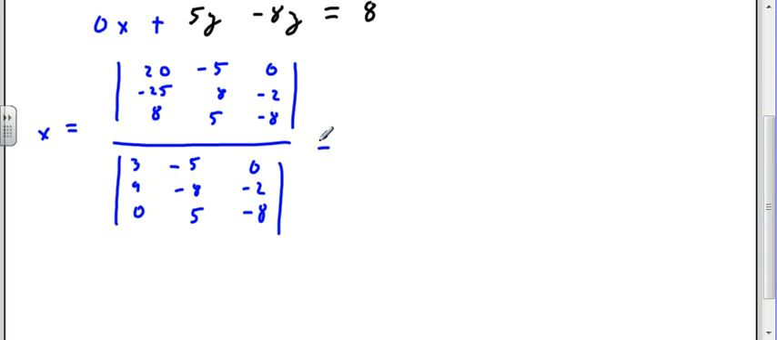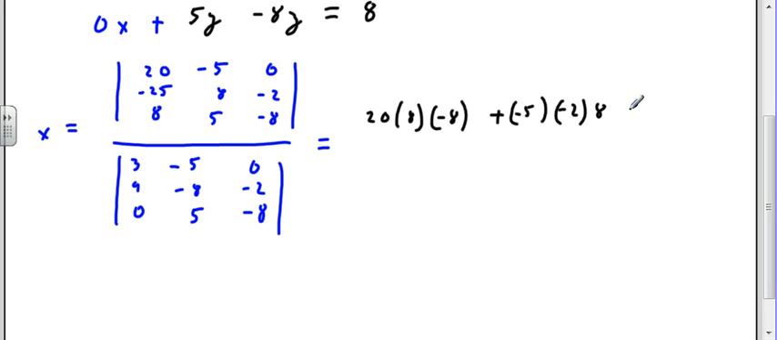All right, so I go in and I say, well, what do I got? 20 times 8 minus 8 plus minus 5 times minus 2 times 8 plus 0 minus, going the other way, a 0. Normally I wouldn't put down the 0. And I've got minus 10 times 20, so that's going to be minus 200. And then I've got a minus 8 times minus 25 times minus 5.